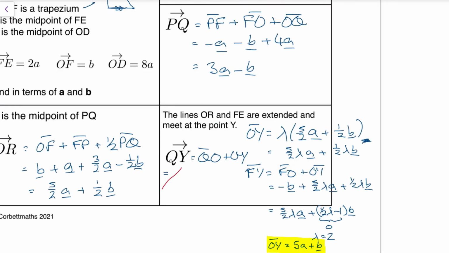Actually, I'll tell you what I'm going to do. I'm going to write it down here because then I've just got more space. So Q to Y is going to be minus 4a plus 5a plus b. And when I add all these things up, well, minus 4a plus 5a is just a. And then I've got a b. So amazingly, after all of that, it's just a plus b.